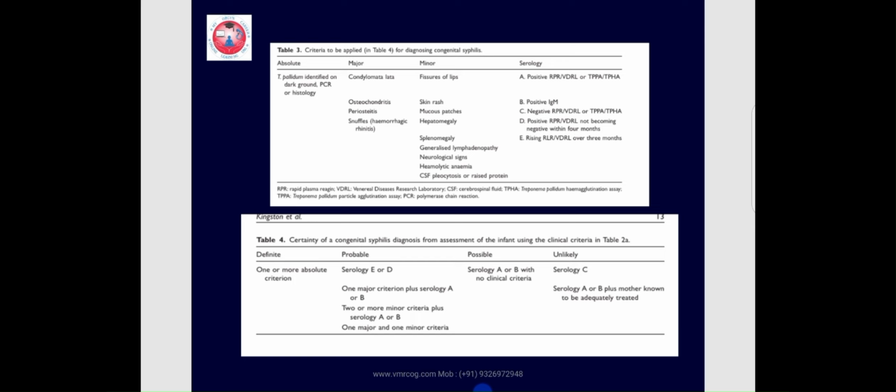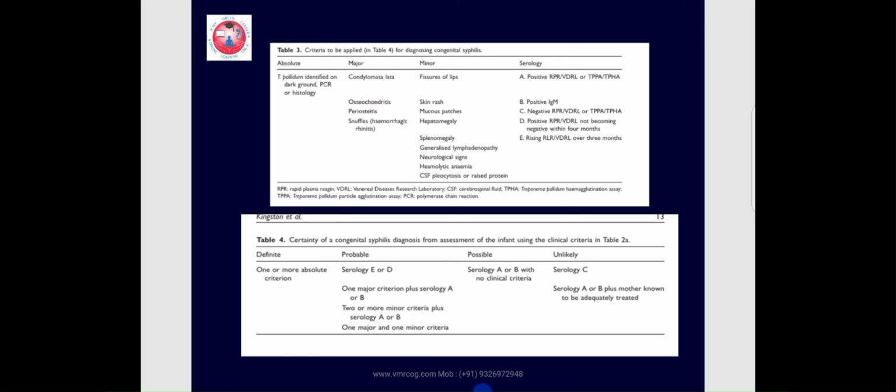When you have these tests positive with one major criterion, then we will label this as probable. Or you have the same screening tests, RPR, VDRL or TPPA or TPHA, along with two minor criteria. So you can have one major along with serology A or B, or two minor and serology A or B, that is a probable diagnosis of congenital syphilis. And last, one major and one minor criterion can also be labeled as a probable diagnosis of congenital syphilis.